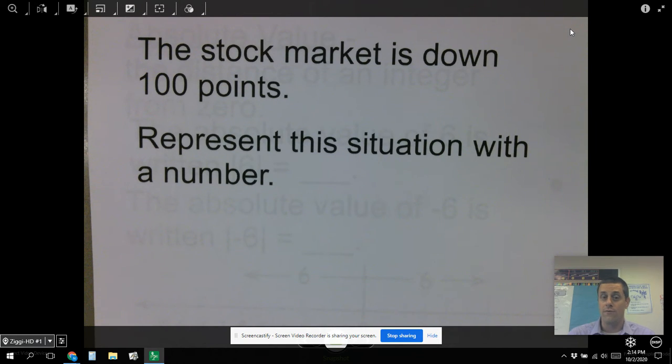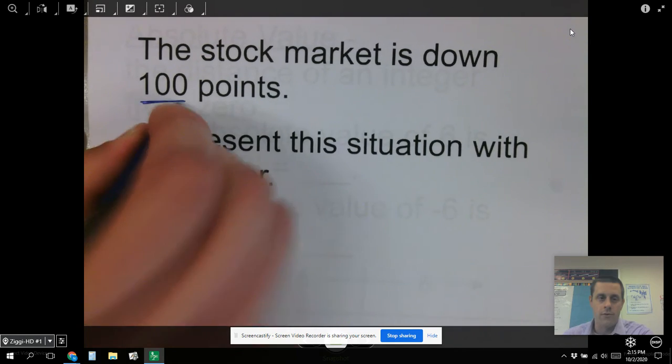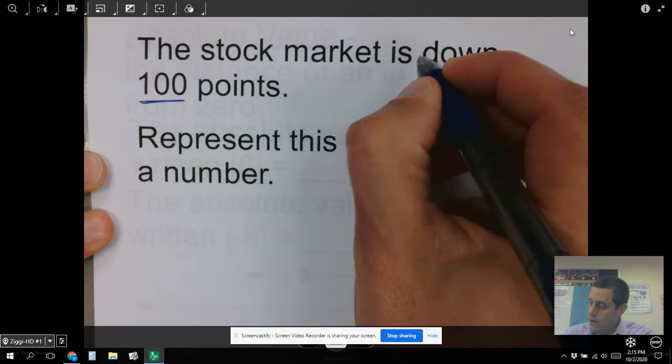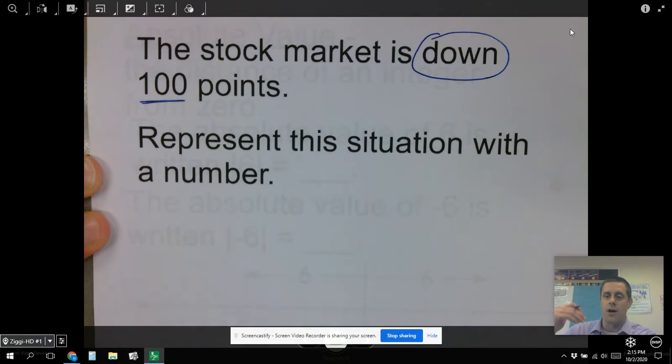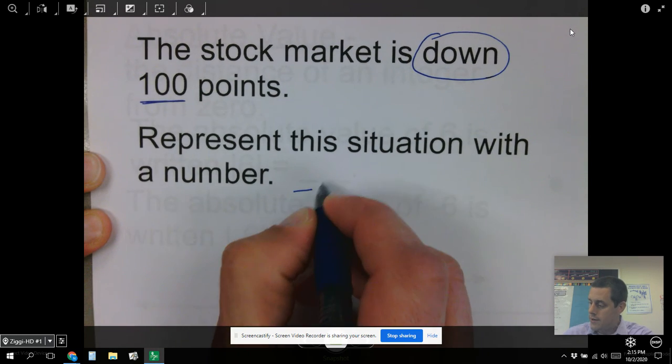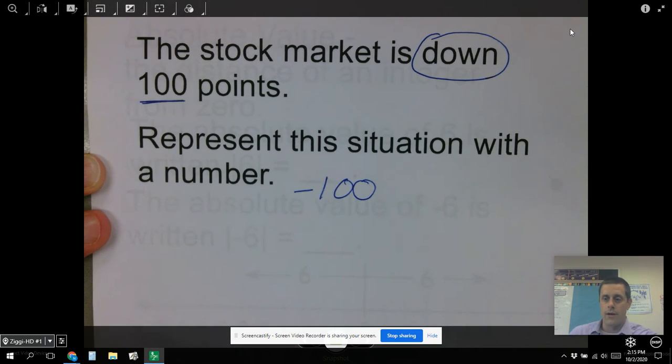All right, hope you've completed this problem on your own. We are looking for an integer to represent the stock market being down 100 points. Obviously, 100 will be featured here. The keyword to all of this is down. If the stock market is down, it is decreasing in value. Therefore, our 100 would be a negative 100.